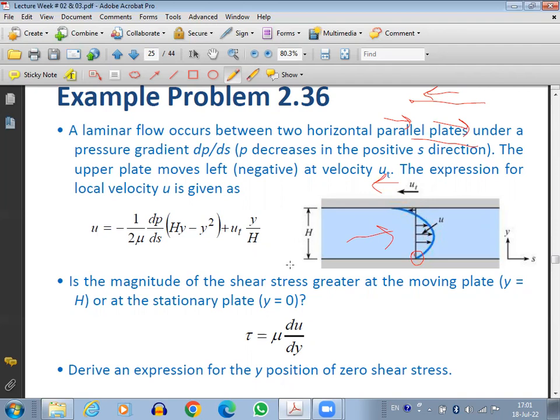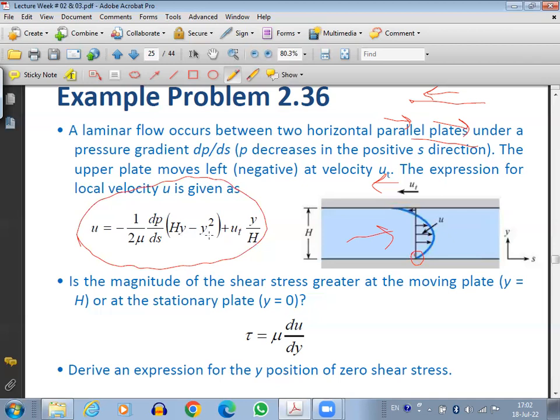Okay. So here the equation is provided. This is the equation: minus 1 upon 2 mu dp by ds. Dp by ds is the pressure variation with distance. Okay. H is the height, multiplied by y. Y is the y direction. So this u is given as a function of y.